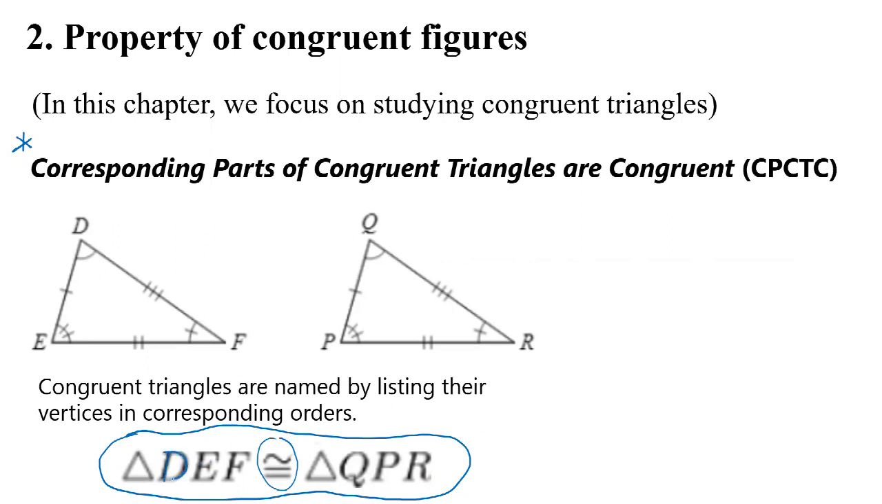So, because the vertex D is corresponding to Q, right? So we put D and Q in front. And if we put E in the second place, because P is the corresponding vertex of E, so in the next triangle, we put P in the second place, right? And because F is corresponding to R, if you put F in the last position in the first triangle, then you must put R also in the last position of the second triangle. So instead of triangle DEF is congruent to triangle QPR, we can't write like this. So usually we don't write it like this.